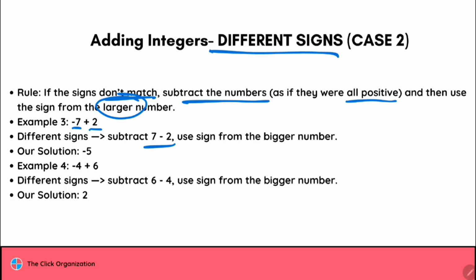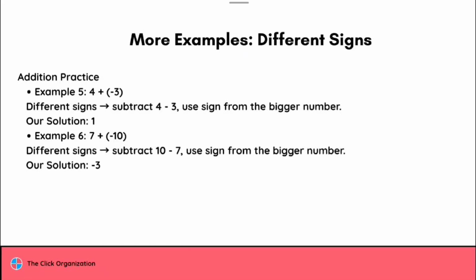Example number 4 says -4 plus 6. Here, as you can observe, the integers have different signs, right? Simply subtract both the numbers. So 6 minus 4, and then use the sign from the bigger number. In this case, the bigger number would be 6, right? And the sign of 6 is positive. So the answer would be +2. Examples of different signs. Example number 5 says 4 plus -3. Here, you can see that the integers have different signs. In that case, simply subtract both the integers and use the sign from the larger number. So here 4 minus 3 is 1 and the larger number in this question is +4, right? So the sign of 4 is positive. So the answer would be +1.